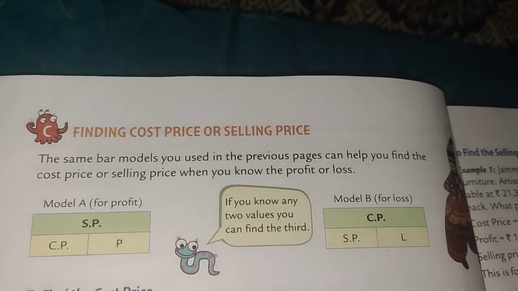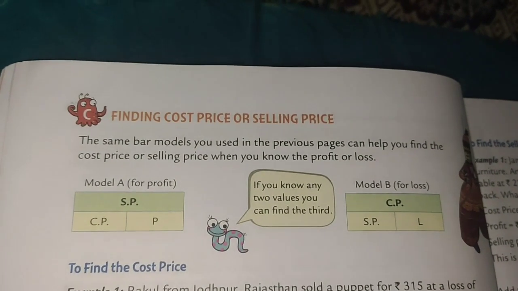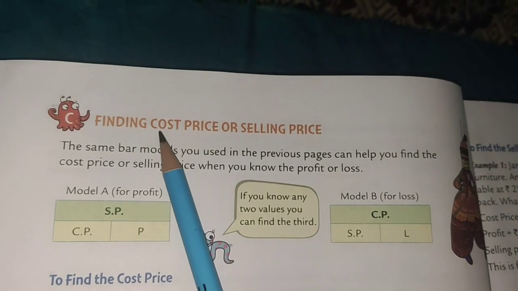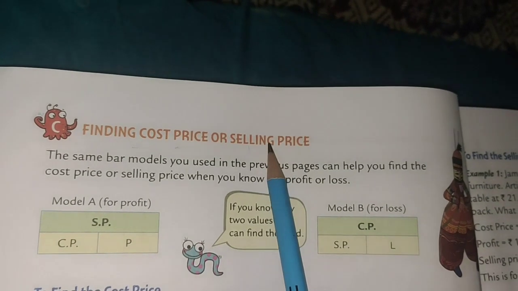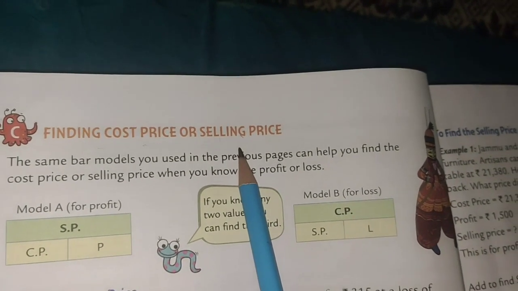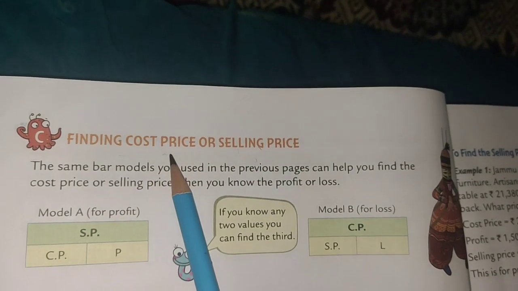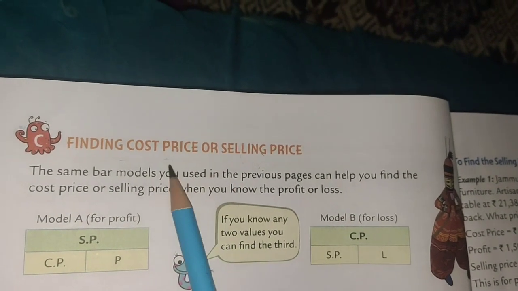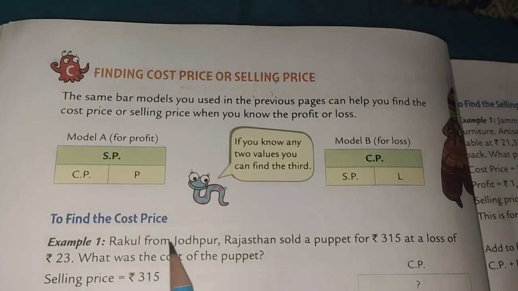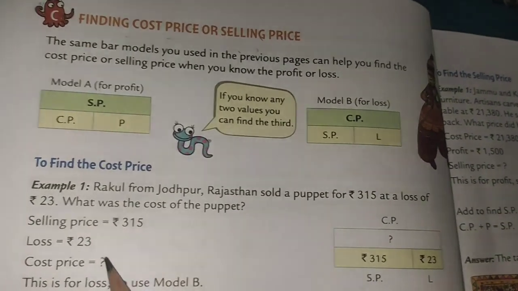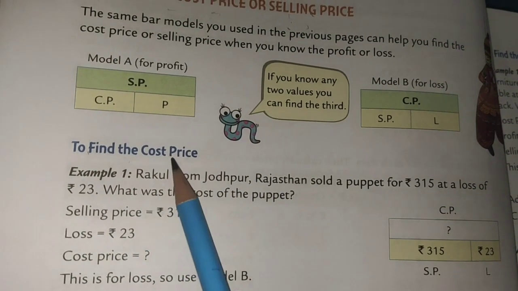Here, after knowing about profit and loss, we are going to learn how to find a cost price and selling price. You already know what profit and what loss is. So according to that, you have to find what is cost price and what is selling price. How to find these two things? Okay, so now here two examples are given. First one is to find the cost price.